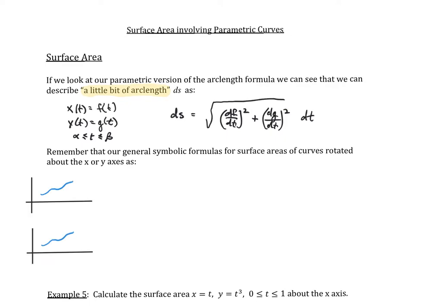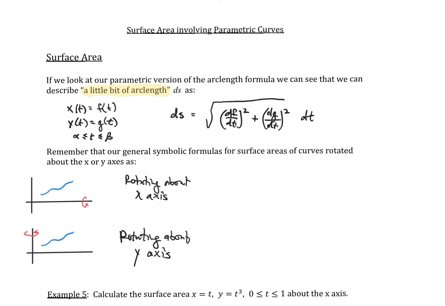And we're back. Okay, so here you can see I've drawn a couple sets of axes and I have my parametric curve in blue over here. And I want to look at two situations. One situation is we rotate about the x-axis, and the other situation is we rotate about the y-axis. So we have rotating about the x-axis, and we have rotating about the y-axis.